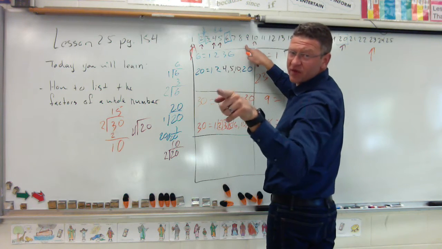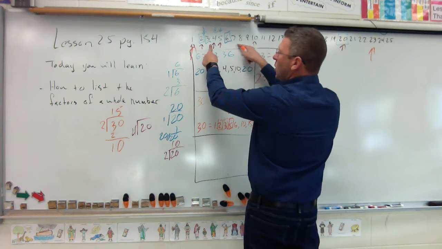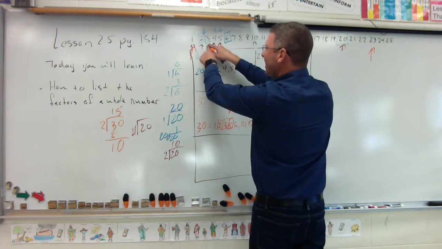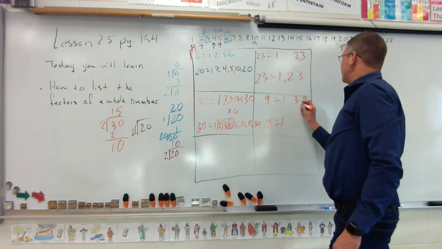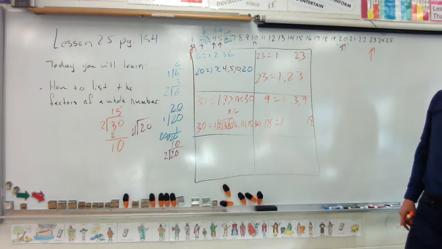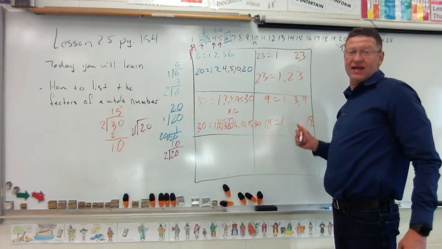3 times what? 3 times 3. Whoosh. I'm all the way here. When I match up, then I'm done. The factors of 9 are 1, 3, and 9. What are the factors of 18 now?